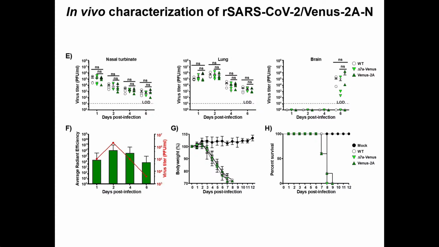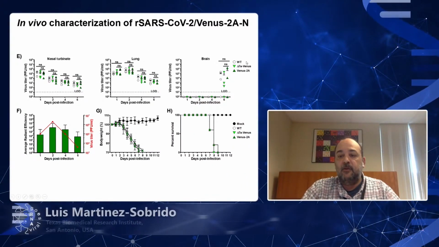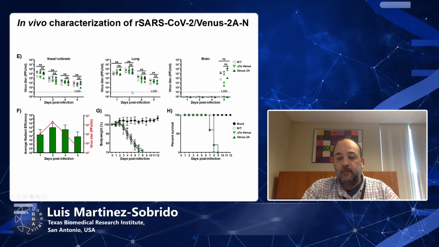What was very important is when we evaluated the replication of these viruses and compared them to the wild type, either in the nasal turbinate, in the lungs, or in the brains of infected mice at days 1, 2, 4, and 6 post-infection. The virus expressing Venus, either from the open reading frame 7A or from the NP locus, replicated very similarly or identically to the wild type.